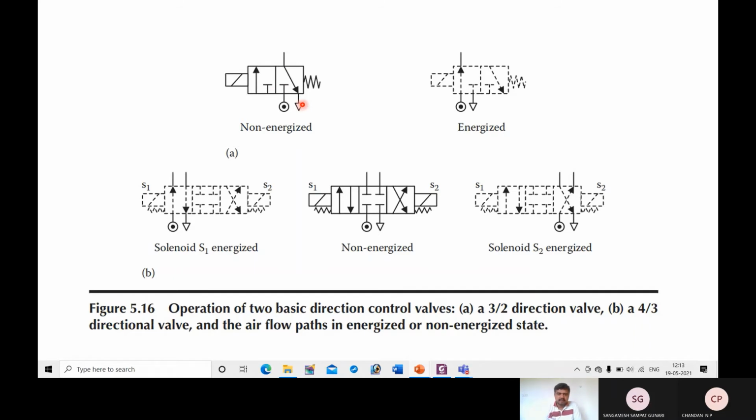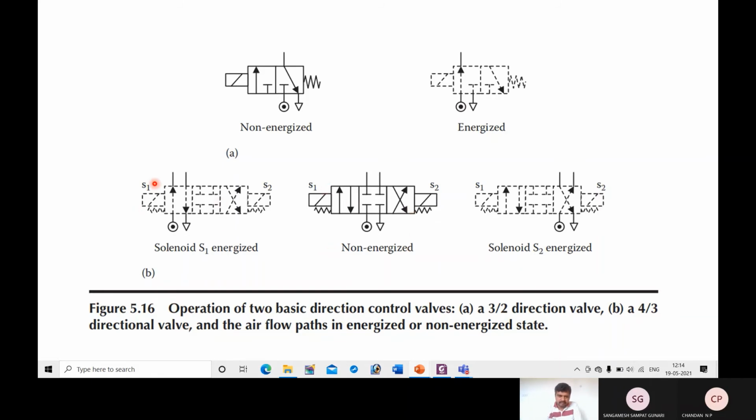If there is an electric signal, this position will be actuated. There will be a contact with the pressure from the pressurized air. This is the connection of the pressurized air from the compressor, and so air will move further for actuation. Next, if it is a 4x3 direction control valve, there are three positions.